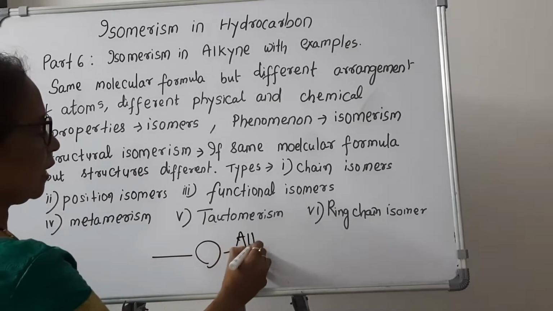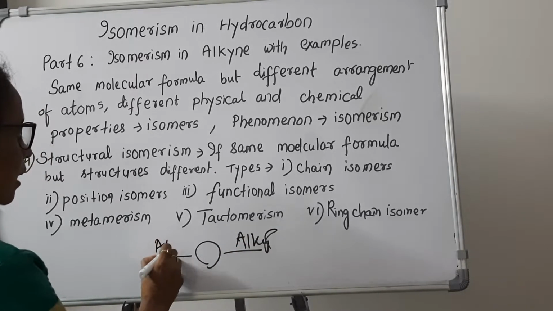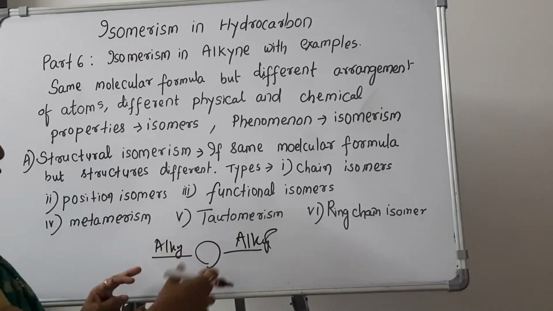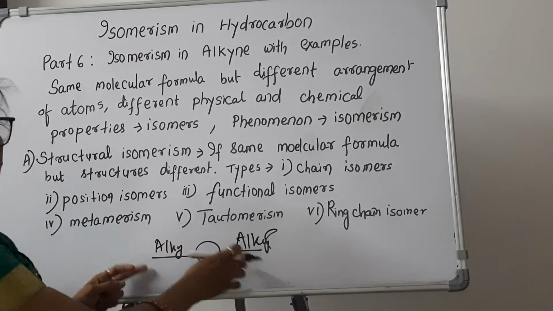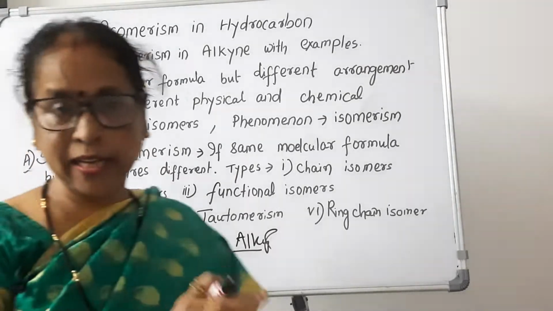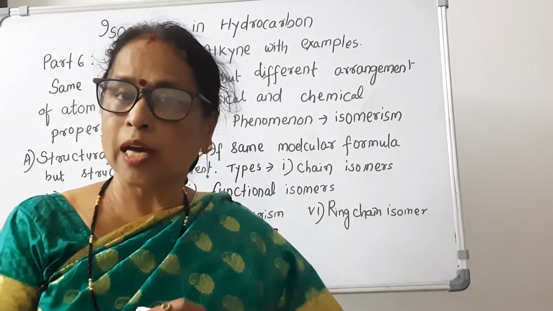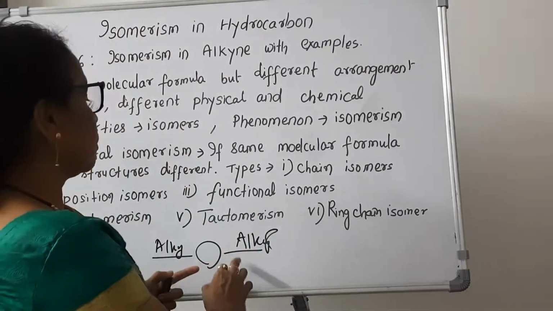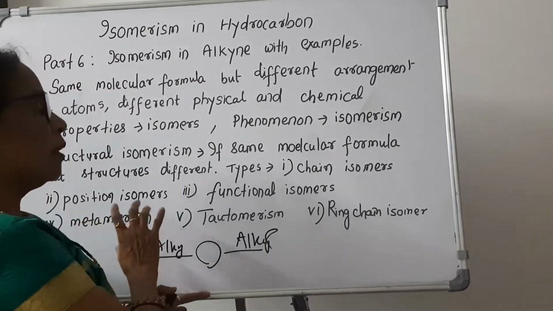Metamerism: if the alkyl groups are different. Suppose this is the functional group, and this side is alkyl and this is also alkyl, and both are different groups. Suppose here ethyl, here methyl, here propyl, here ethyl, like this. They are different, but the molecular formula remains the same, and that is called metamerism.